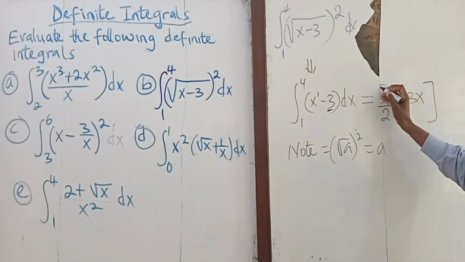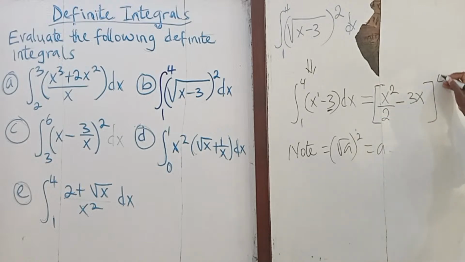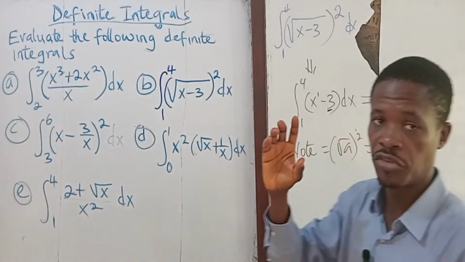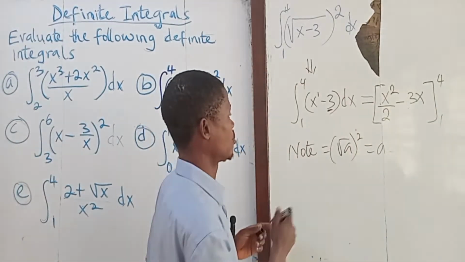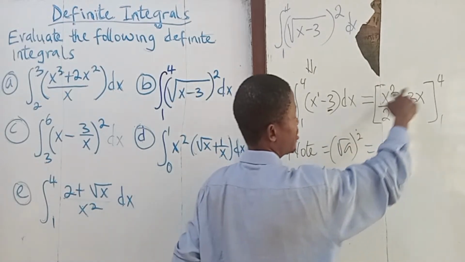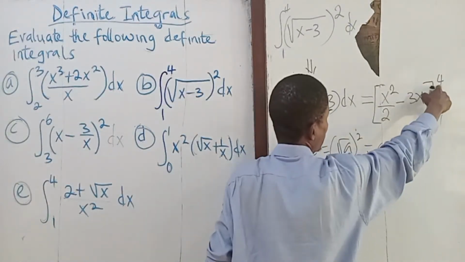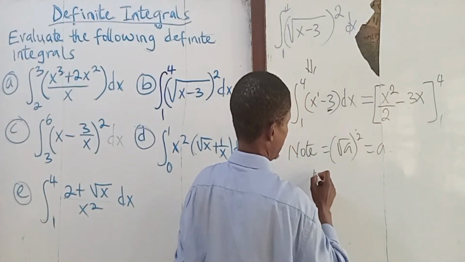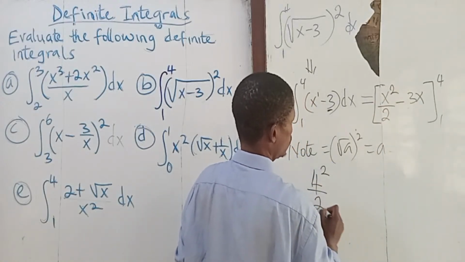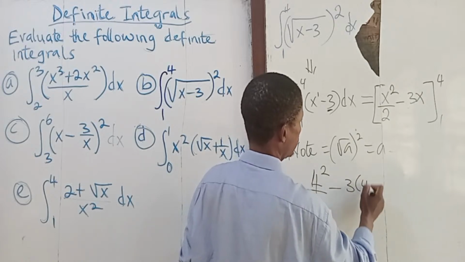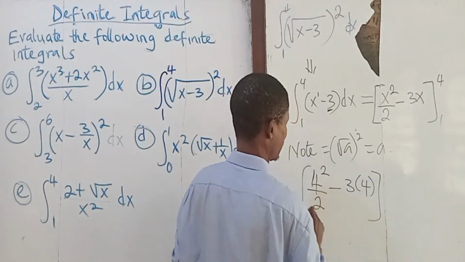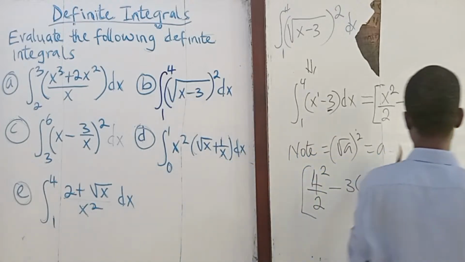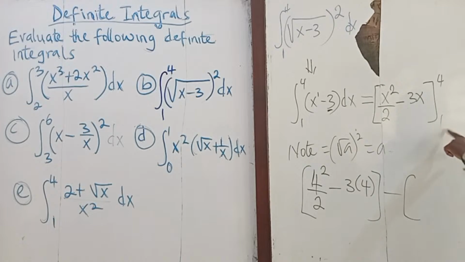Then put your upper limits and lower limits. Okay? So you start the substitution for the upper limit. Anywhere you see x, you put the upper boundary there. That's 4 square over 2 minus 3 times 4. Okay, close the bracket. That's for the upper boundary. Then minus the second one, do the same thing also. The lower boundary, which is 1 over 2 minus 3 times 1, that's 3.